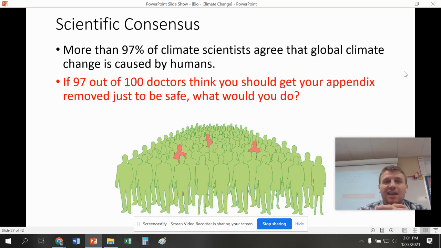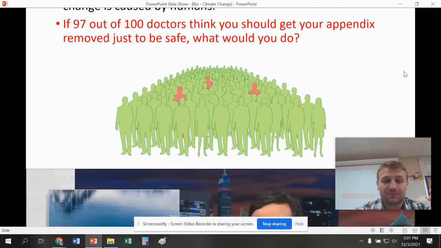The analogy I give is if you have 97 out of 100 doctors saying you should get your appendix out, do you think you should get your appendix out, or do you think you'll be safe without it? Yeah, or with it? Yeah, you should probably get your appendix out. Again, 97% agree that the climate is changing due to human activity.